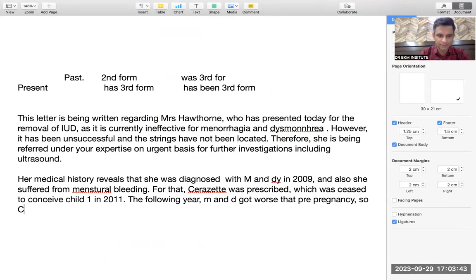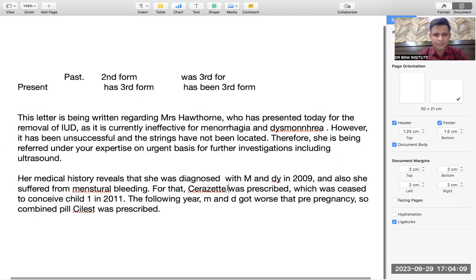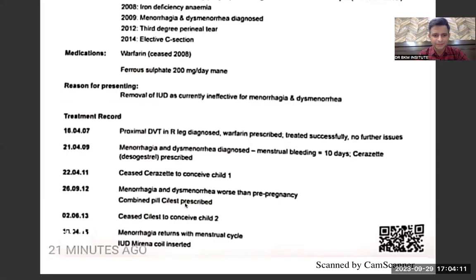So combined pill, same words. I want to tell the history to the doctor: combined pill Cilest was prescribed. That is the name of the medication, so I have put it in capital letters. This is my punctuation: the name of anything, the medication's name, in capital letters. This is what tells the examiner that you are intelligent. Small small things, that's it. Then done, data is all going fine.